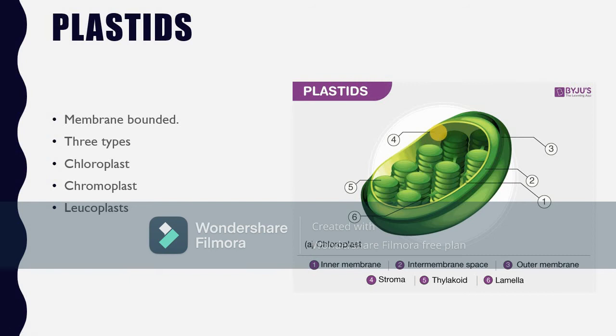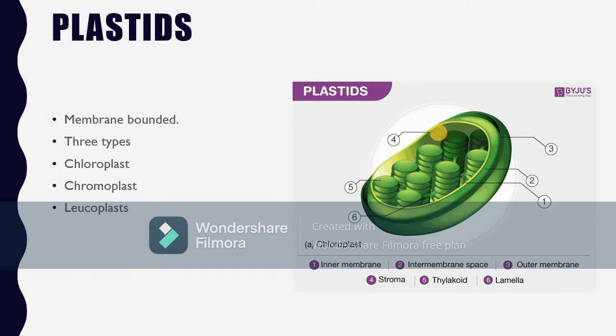So there are three types of plastids. Chloroplast gives the green color to the plant. It is involved mainly in the photosynthesis of the plant. The other one is the chromoplast. They contain chlorophyll and associated pigments.